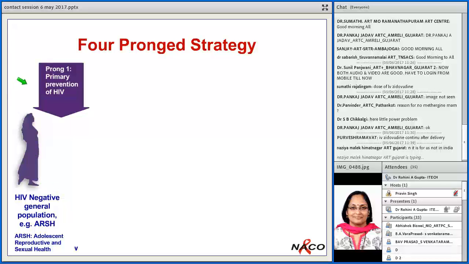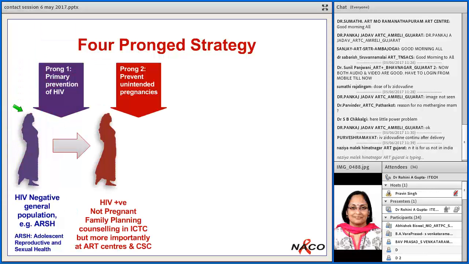What are the four-pronged strategies we need to follow? So our first strategy is prevention of primary infection of HIV. So how do we do this? This is the HIV negative general population. So increase awareness of HIV, sexual health, condom use, and contraceptive use in sexually active women.